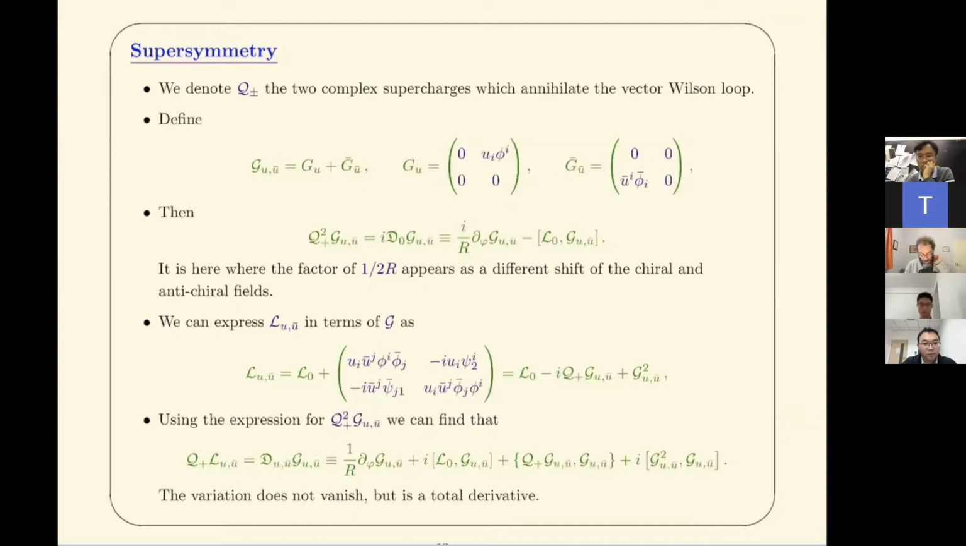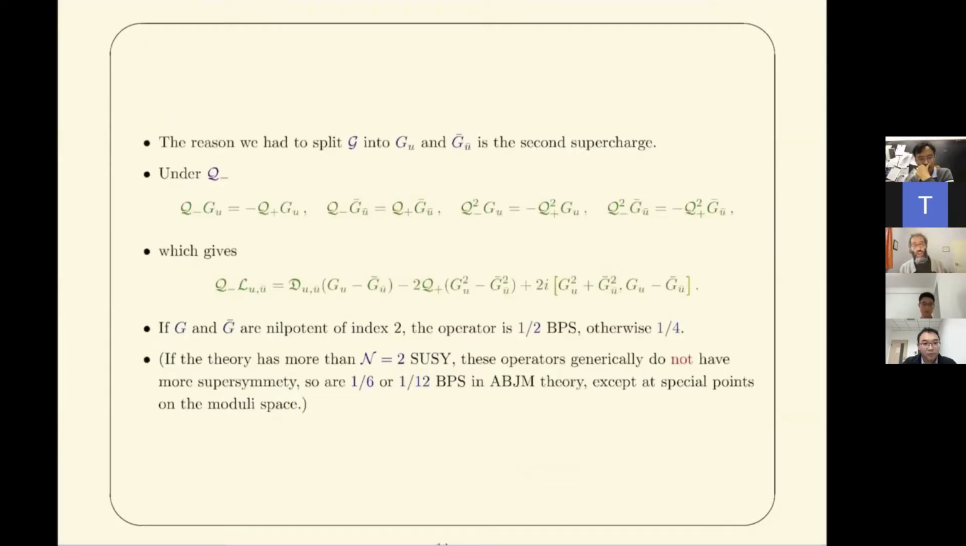So the variation does not vanish, but it is a total derivative, and that is enough to show supersymmetry because I have this variation inside my Wilson loop, and I can integrate it along the Wilson loop, and there are no boundary terms. So Q of L is different from 0, but it integrates inside the loop to 0. So that's how I prove supersymmetry under Q plus by explicit construction.